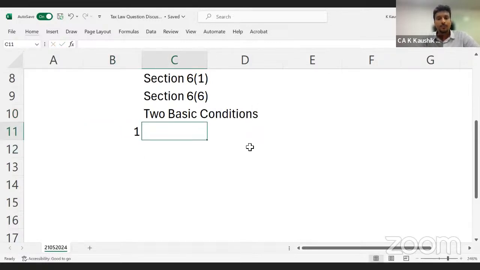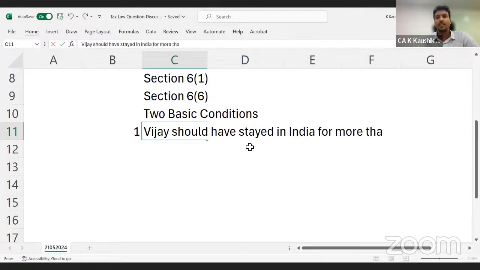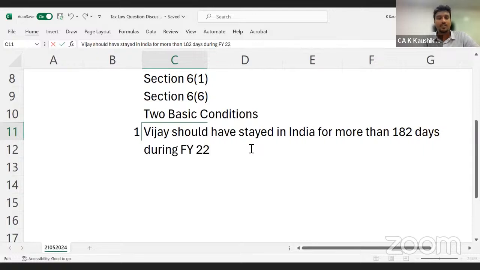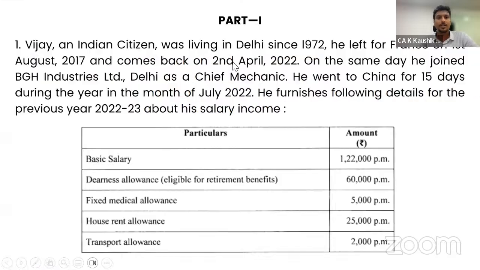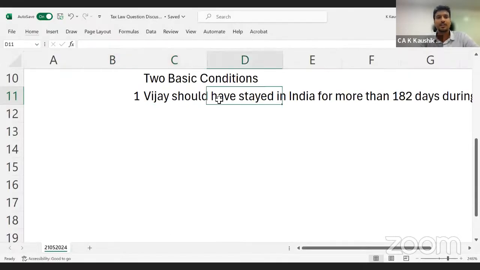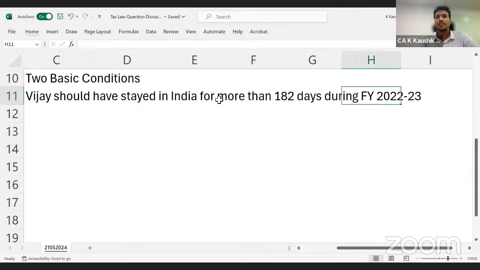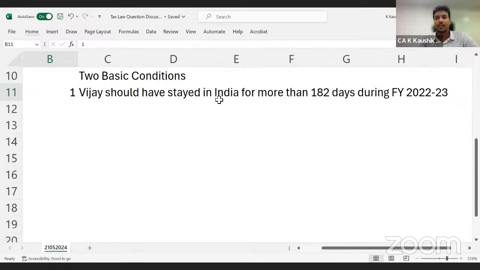What are those 2 basic conditions? One is that Mr. Vijay should have stayed in India for more than 182 days during FY 22-23. The question is about assessment year 22-23, so the previous year that we are solving is 22-23. So Vijay should have stayed in India for more than 182 days.